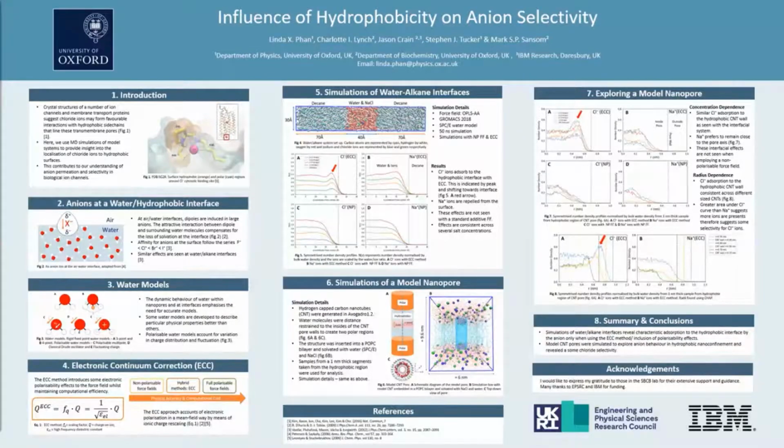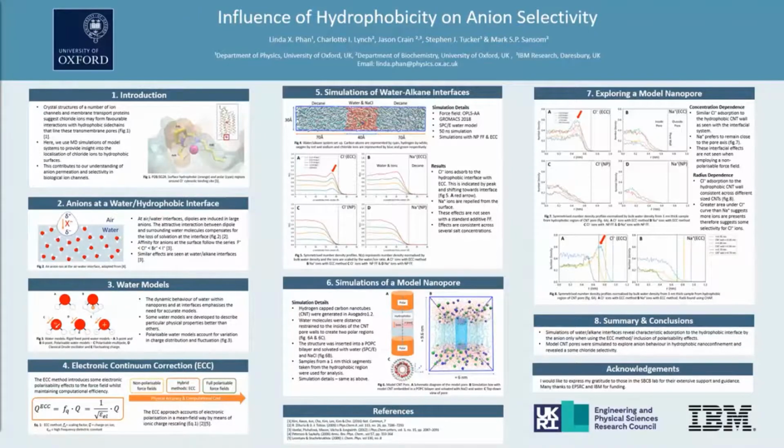Our simulations revealed the same effect as seen with the water-alkane interface, where the chloride ion adsorbs to the hydrophobic interface, even when we change the salt concentration and the size of the nanopore. The area under each graph represents the number of ions in a region of the pore. So if we compare the areas under the chloride graphs with the corresponding sodium graphs, there appears to be more chloride ions present in the region, therefore suggesting that there is some chloride selectivity happening.